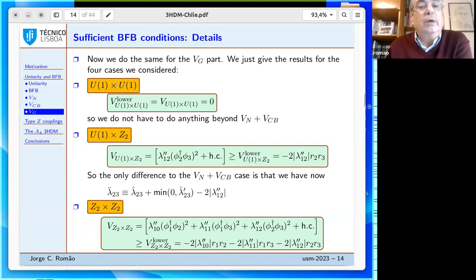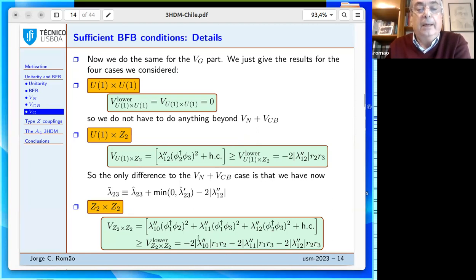Then for the U1 cross U1, as this is 0, you don't have to do anything. Then if you already bounded it by Vn plus VCB, it's done. For U1 cross Z2, you can bound it by this kind of term, which again is a product of R2 and R3, which means that you have to redefine the 2, 3 entry in the matrix by this expression. To this one that we had before, now you have to add this one. And for Z2 cross Z2, you do a similar thing.